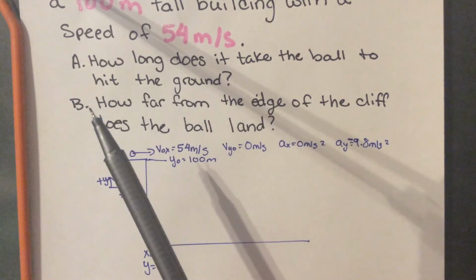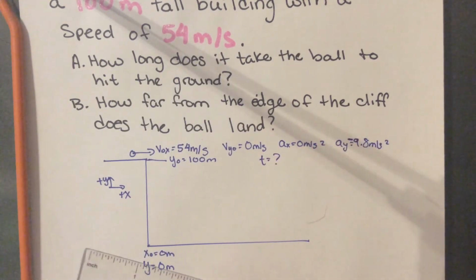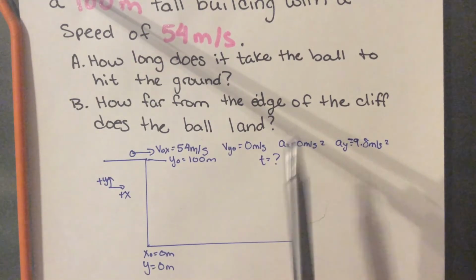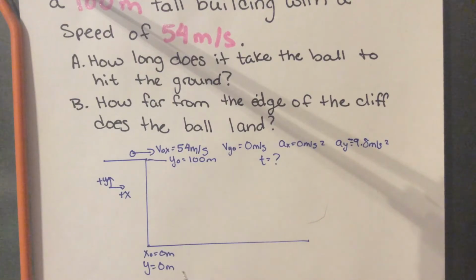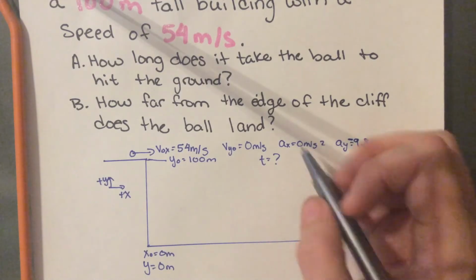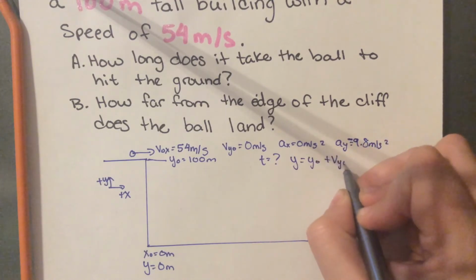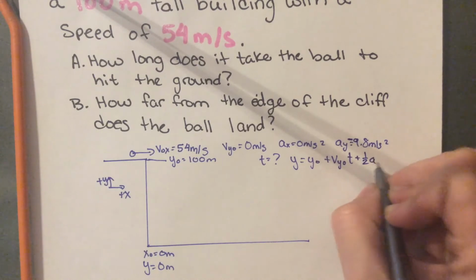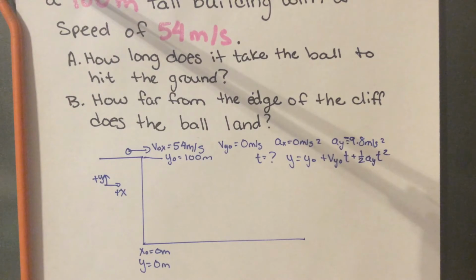From here, I see what I have and what I don't have. I'm specifically looking for how long it takes to hit the ground, so I want to know t. From here, I can see I know my initial y velocity, I know my initial height, my final height, I know my y acceleration, and I'm looking for time. So I can pull this equation. And we are able to zero out several of these numbers. That helps make our math a lot easier.